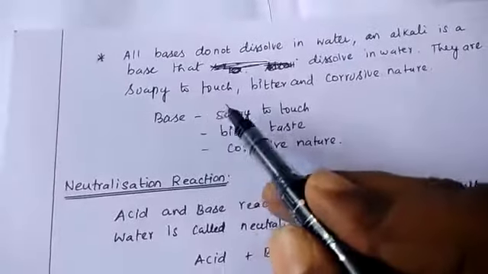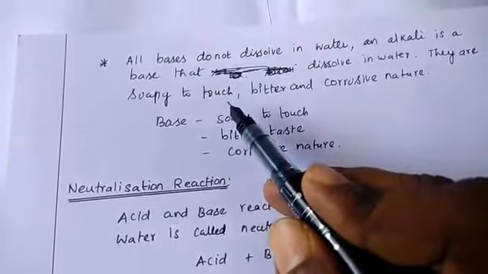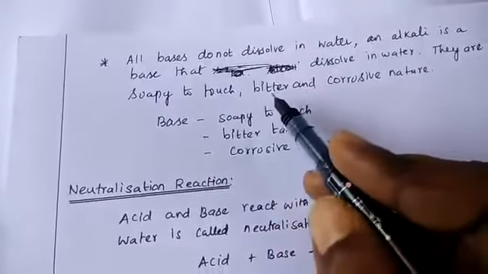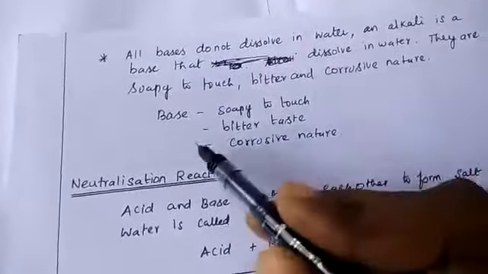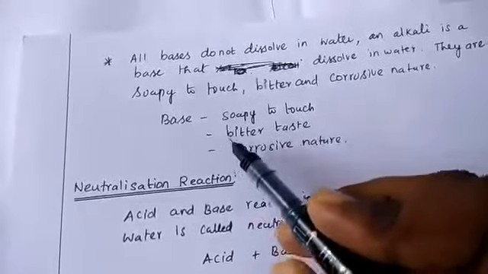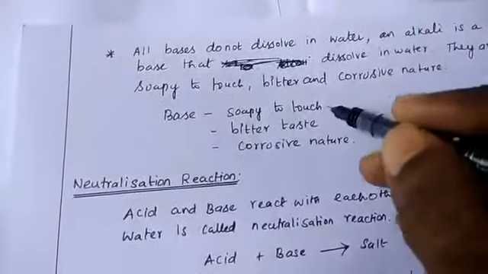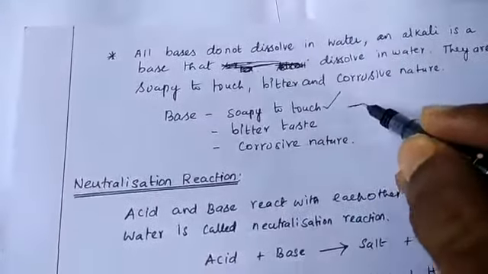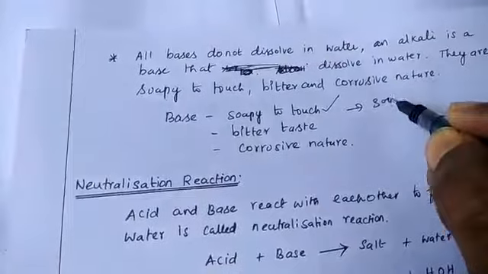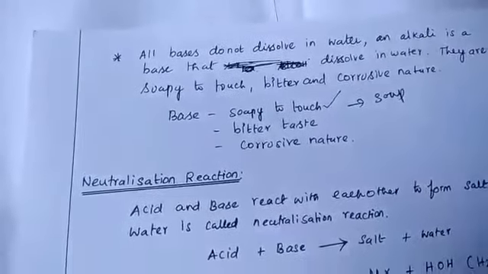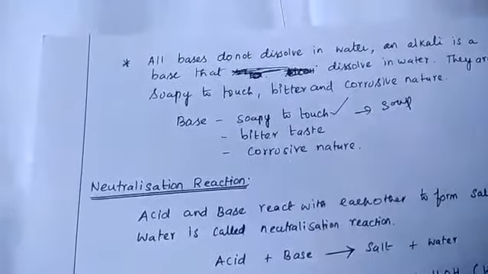They are soapy to touch. Alkalis are soapy to touch, with a bitter taste and corrosive nature. These are the characters of a base. Soapy to touch, bitter taste. Because it is soapy to touch, it is used in soap preparation. Bitter taste and corrosive in nature.